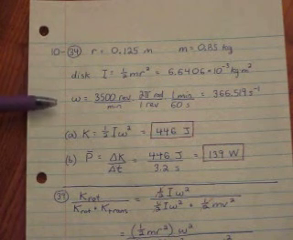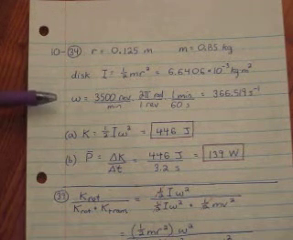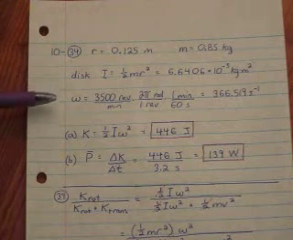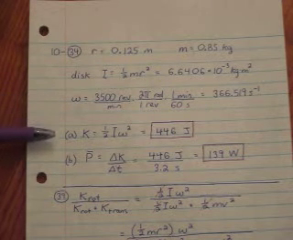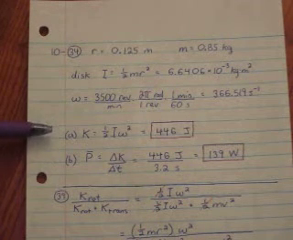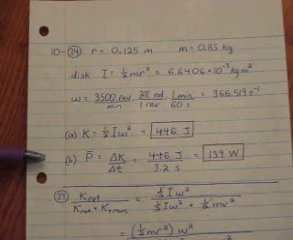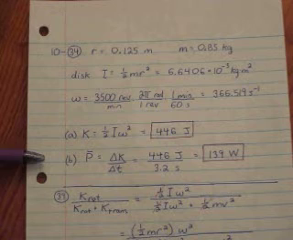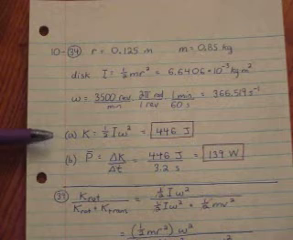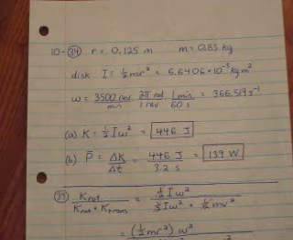We need omega, so we do the conversion from revolutions per minute to radians per second, multiplying by 2 pi and dividing by 60, which gives 366.519 radians per second. Kinetic energy in part A is 1/2 I omega squared, so 446 joules. Average power is the change in kinetic energy divided by the time. It started at rest, so the change in kinetic energy is what we got in part A, 446 joules, divided by 3.2 seconds, so you should get 139 watts.